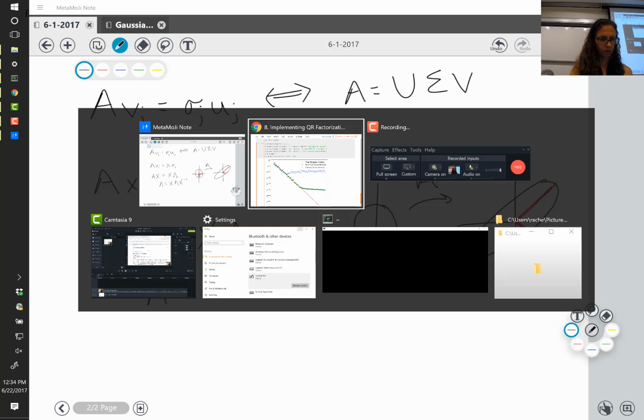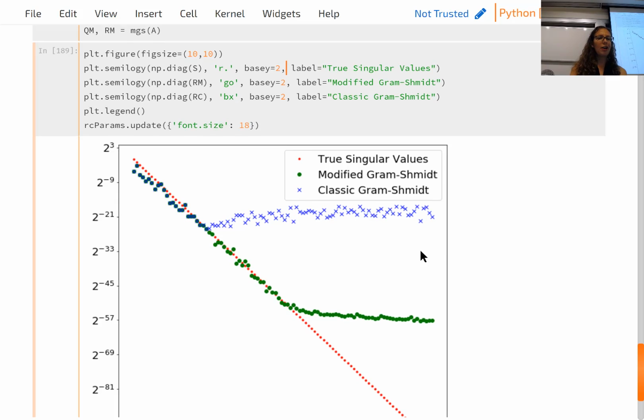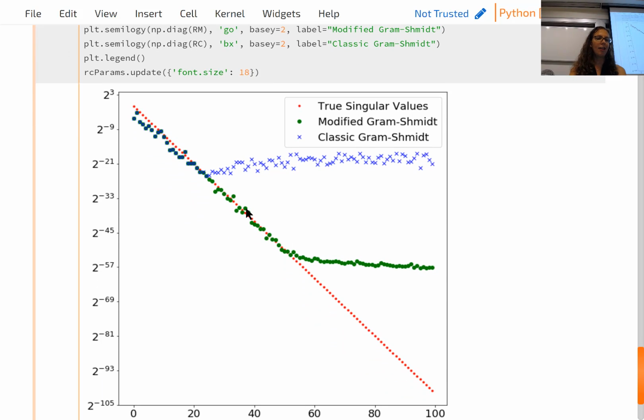Going back to this comparison, we're trying to get the true singular values. We know what they're supposed to be. We look at the diagonal, and we're right up here. It seems both classic and modified did well. Does anyone want to guess what one of these places where it's leveling off is?